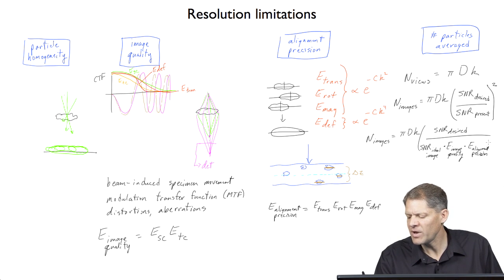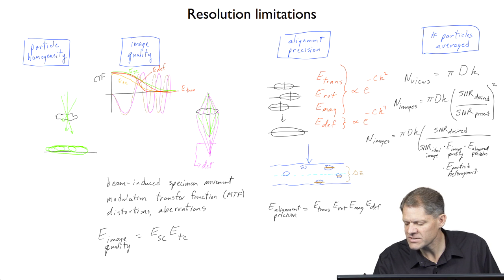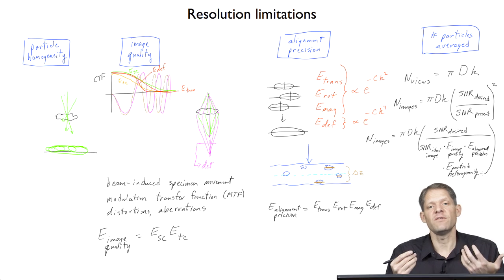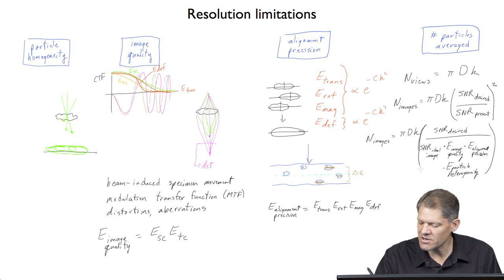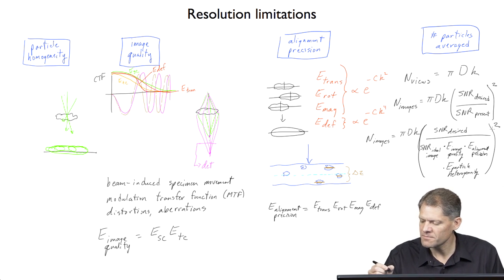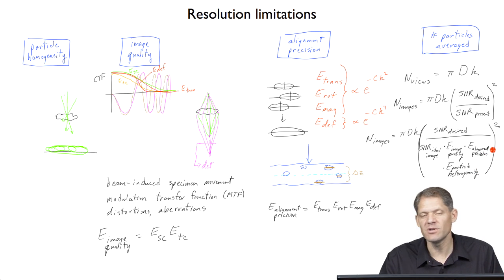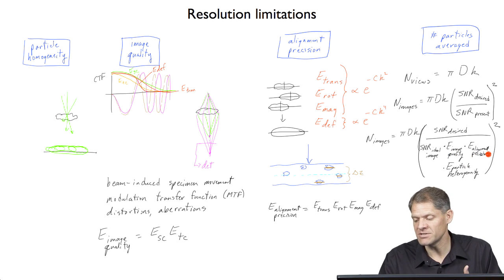And I'm running out of space here on the screen, but you could also describe the effects of particle heterogeneity as an envelope because the effects are worse at high resolution than low resolution, and this entire term then is squared. Now, of course, these envelopes are related in that, for instance, if your particles are inhomogeneous, then it's going to be much harder to align them. You'll have bigger alignment errors. If your image quality is degraded, then the alignment errors get bigger.